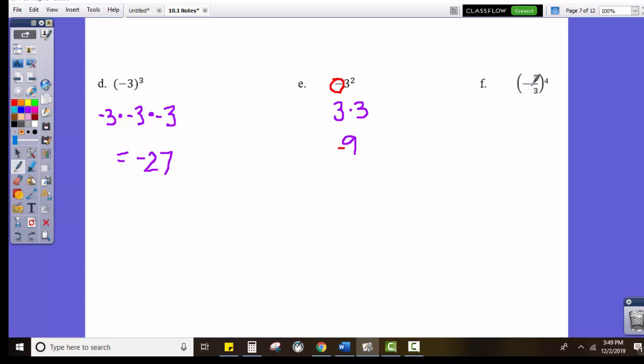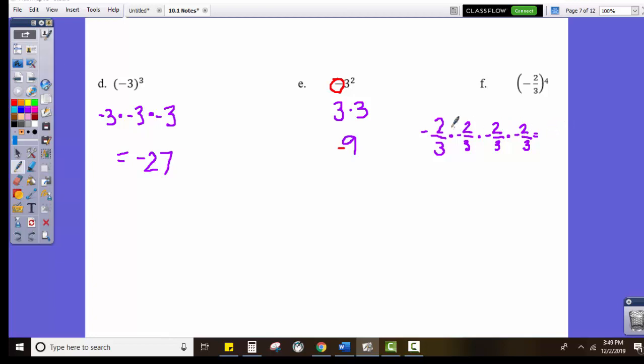And then for F, -2/3 to the fourth power. So -2/3 is going to be multiplied 4 times by itself. So I have -2/3 times -2/3 times -2/3 times -2/3. Okay, to start with, I'm going to ignore the negatives out front. I'll figure out if my answer is positive or negative at the very end.